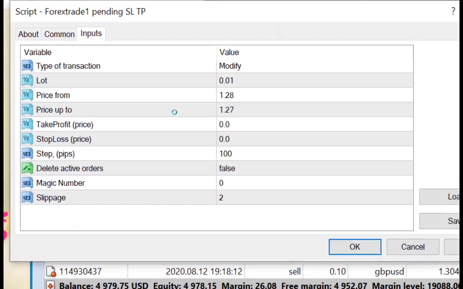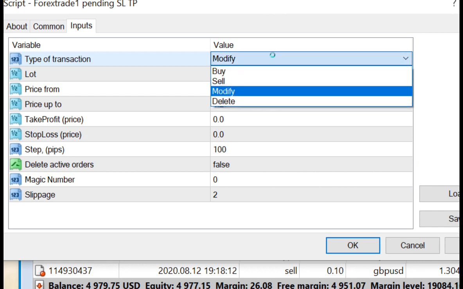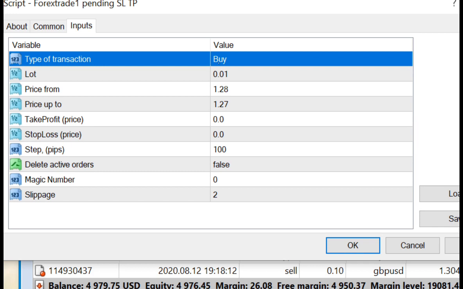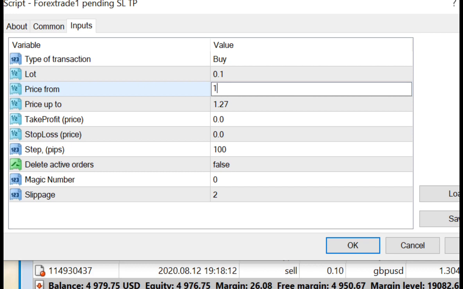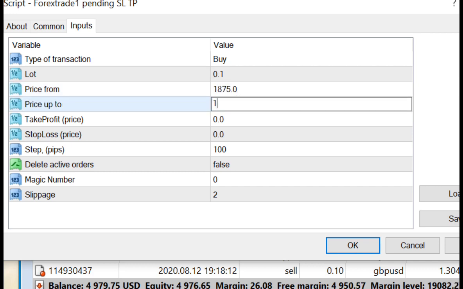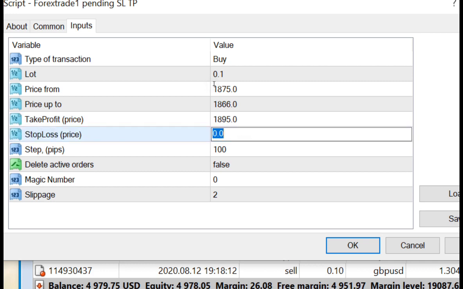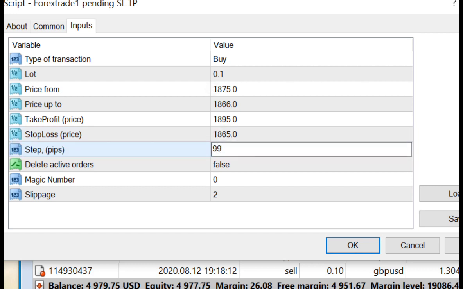Again, type of transaction we will select buy, lot size we will take 0.1, price we will take 1875, price up to is 1866 as we just mentioned. Take profit would be 1895 and stop loss will be 1865. Now, as we discussed, 0.9 points of gap, so 9 pips of gap in each entry.